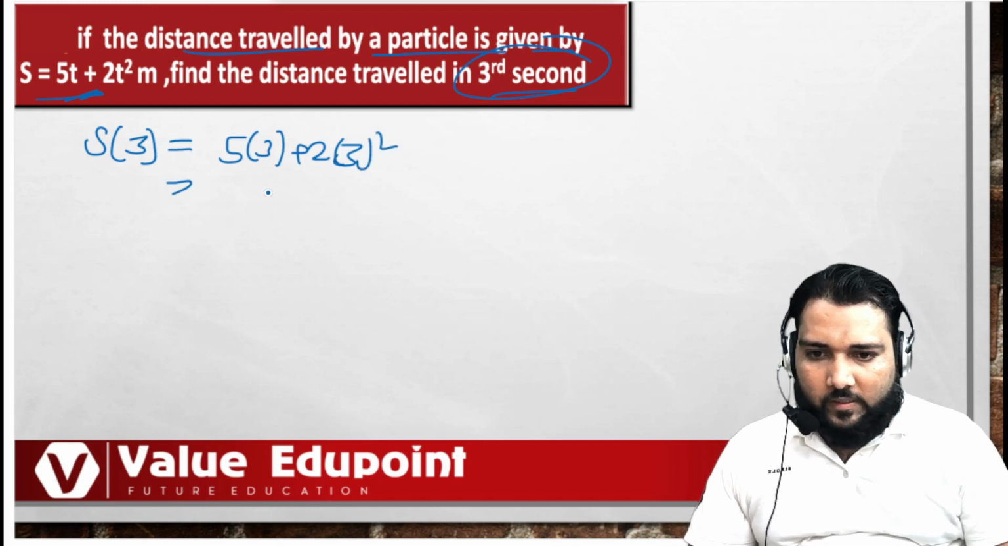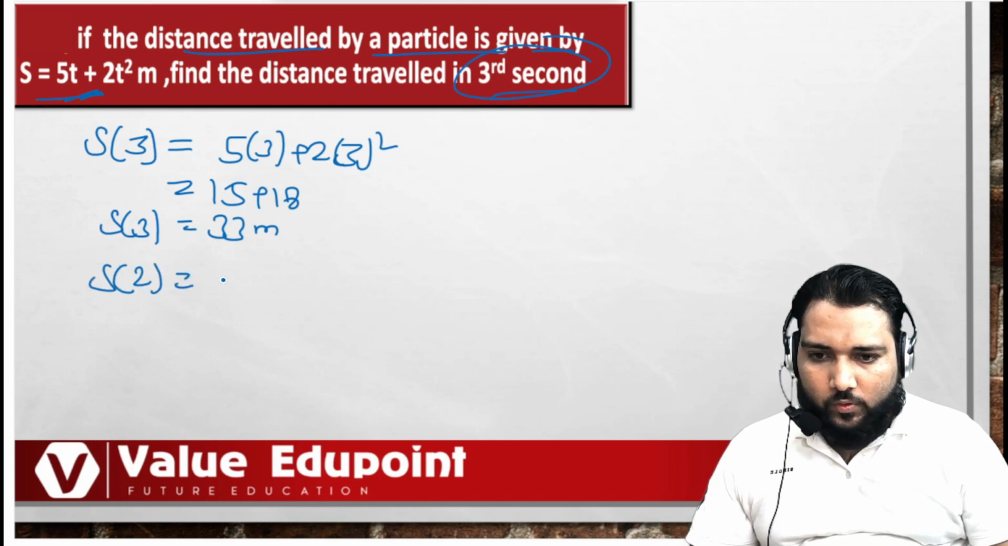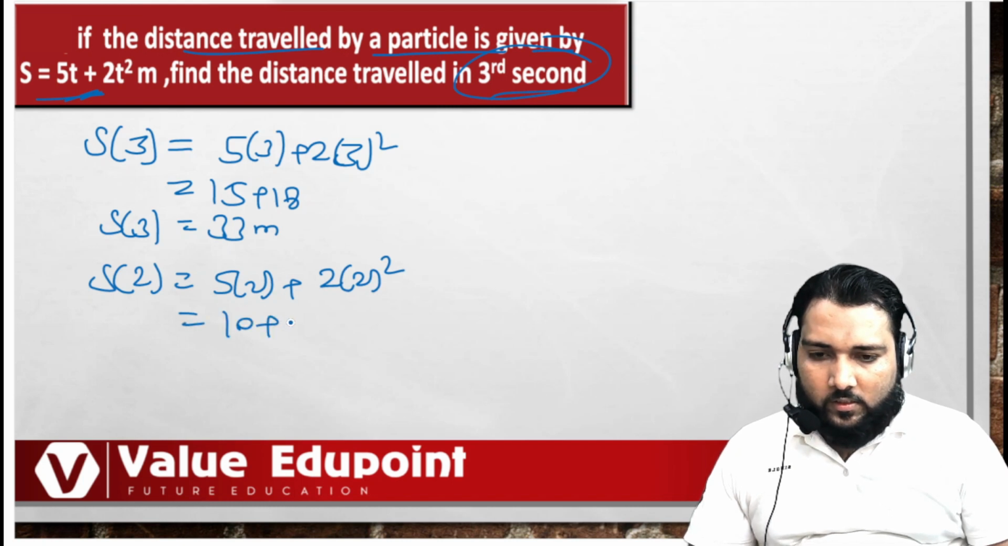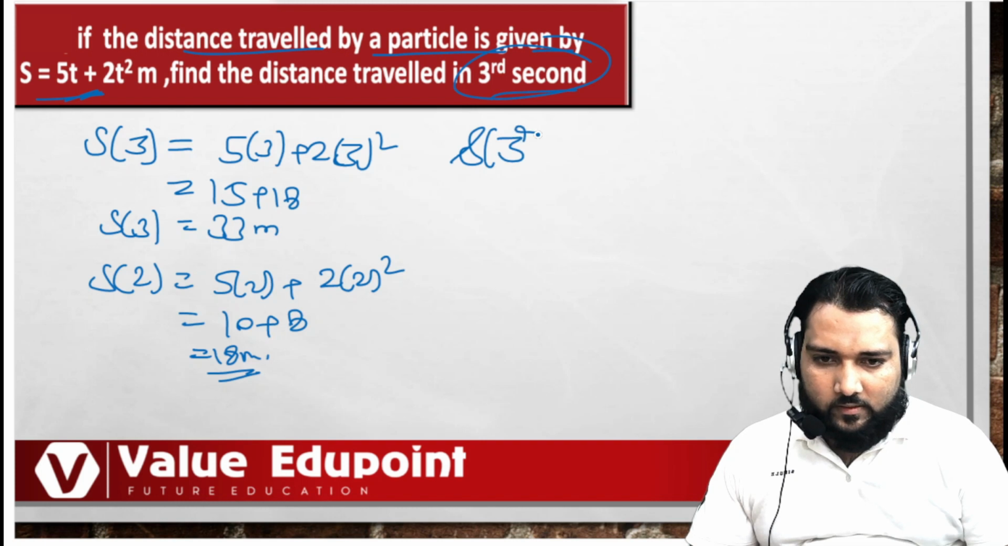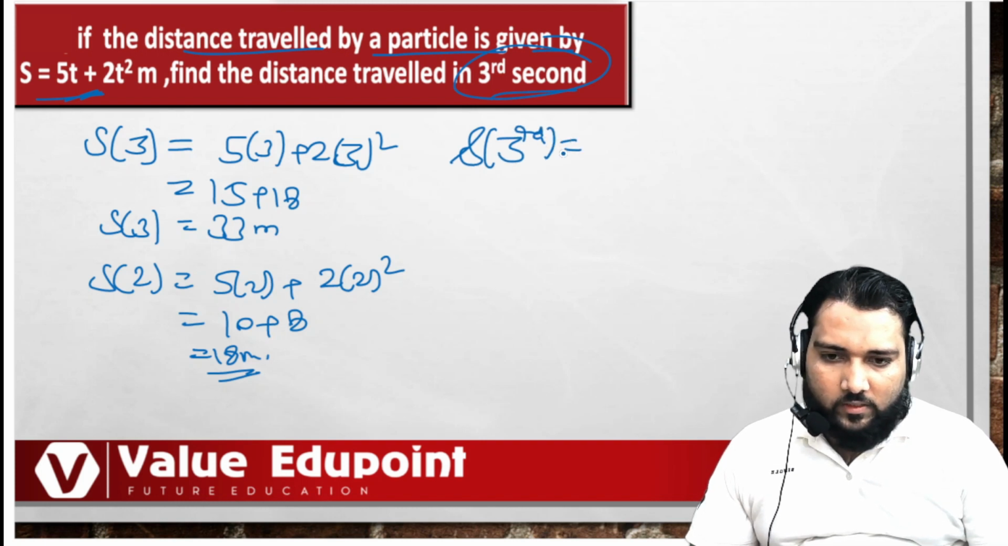So this will be 15 plus 9 to the 18. This comes out to be 33 meters. Now, n minus 1 will be 2, so put 2 here: 5 times 2 plus 2 square. That comes to 10 plus 8, 18 meters. Is it okay, guys? So now the distance covered in the third second equals 33 minus 18, which comes out to be 15 meters.